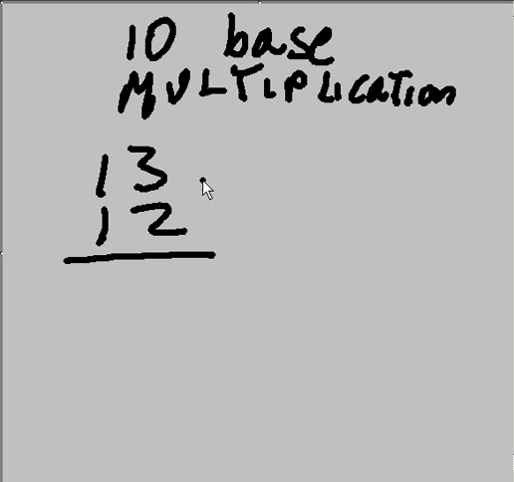So we ask ourselves this question. How much is 13 plus 2? And the answer is 15. Now, I've got ones in the left column that represents tens. So I'm going to multiply this by 10, and I get 150.